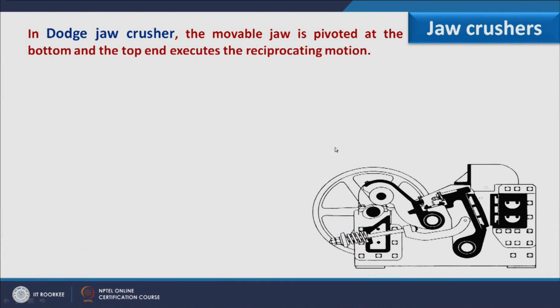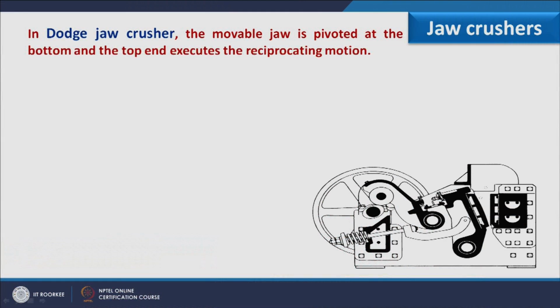In this Dodge jaw crusher, the movable jaw is pivoted at the bottom and the top end executes the reciprocating motion. So, what happens in Blake jaw? In Blake jaw, we do the pivoting of the swinging jaw at the top, but here we have done the pivoting at the bottom. So, this particular section is fixed, and here we have this open section where the reciprocating action takes place to break the material.